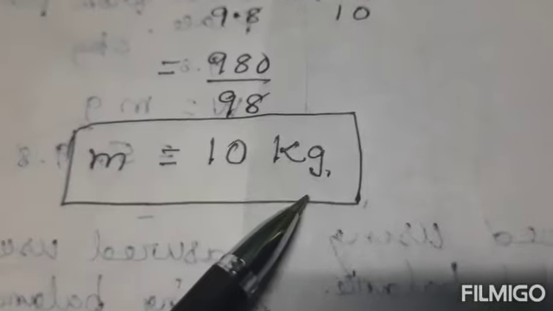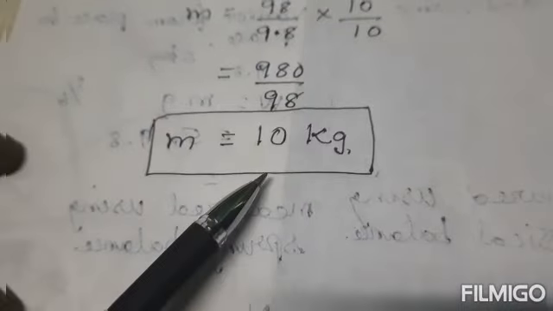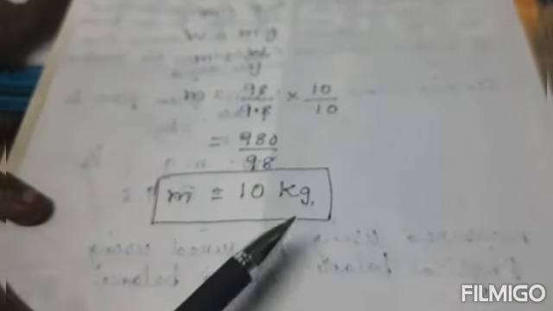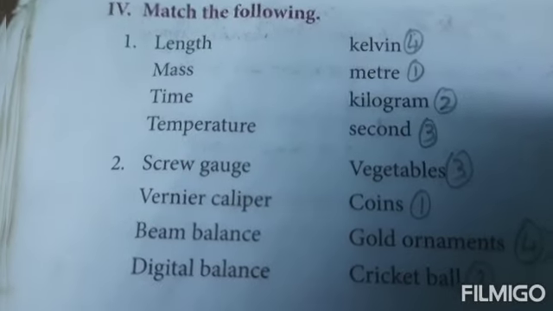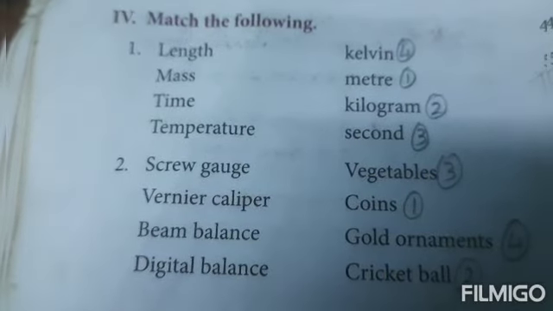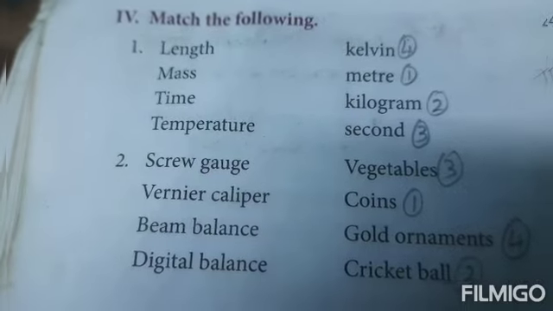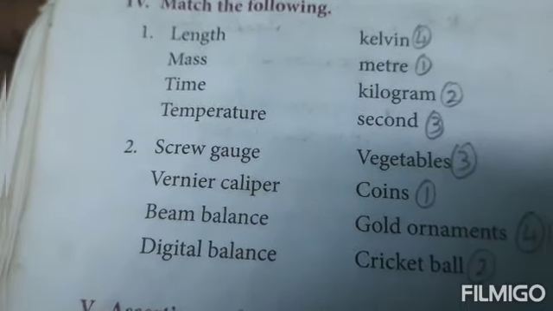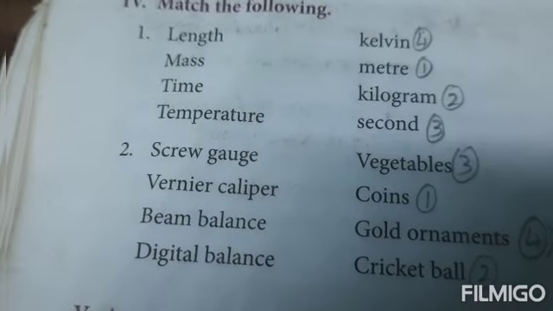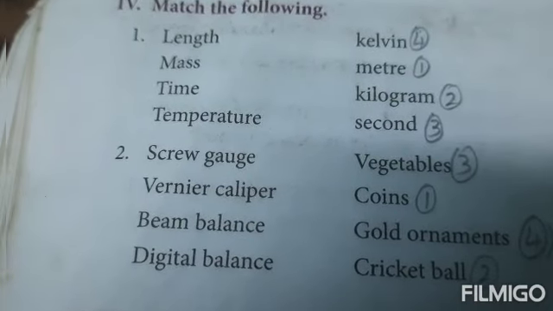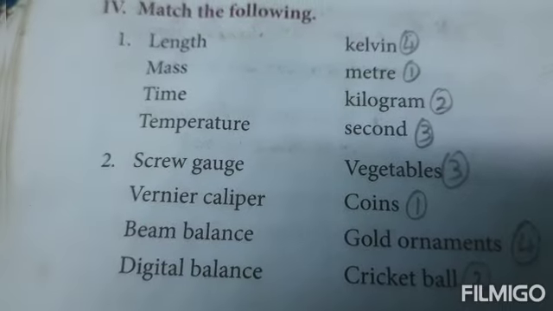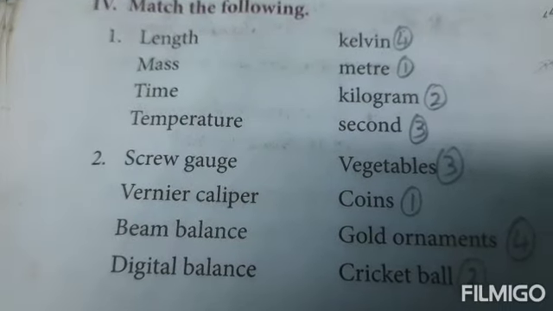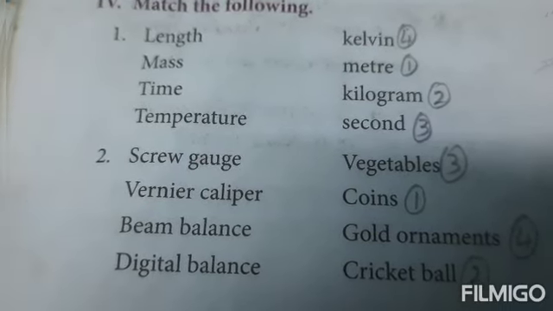Okay students, so the first lesson is completed. Then we can mark the question. Roman letter 4, match the following. Length, answer is meter. Mass, kilogram. Time, second. Temperature, Kelvin. Second one: screw gauge, coin; vernier caliper, cricket ball; beam balance, vegetable; digital balance, gold ornaments.